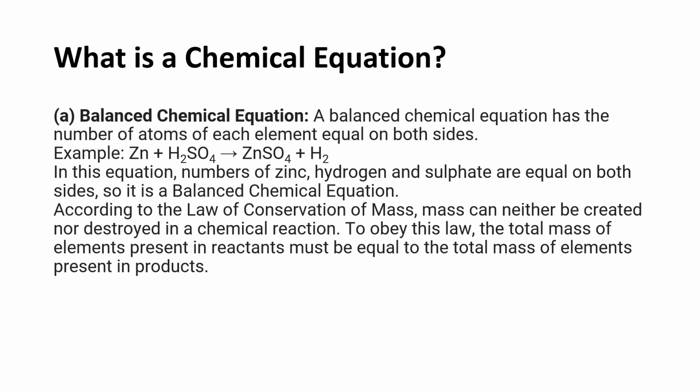For example, Zn plus H2SO4 gives ZnSO4 plus H2. In this equation, the numbers of zinc, hydrogen and sulfate are equal on both sides. So it is a balanced chemical equation. According to the law of conservation of mass, mass can neither be created nor destroyed in a chemical reaction. To obey this law, the total mass of elements present in reactants must be equal to the total mass of elements present in products.